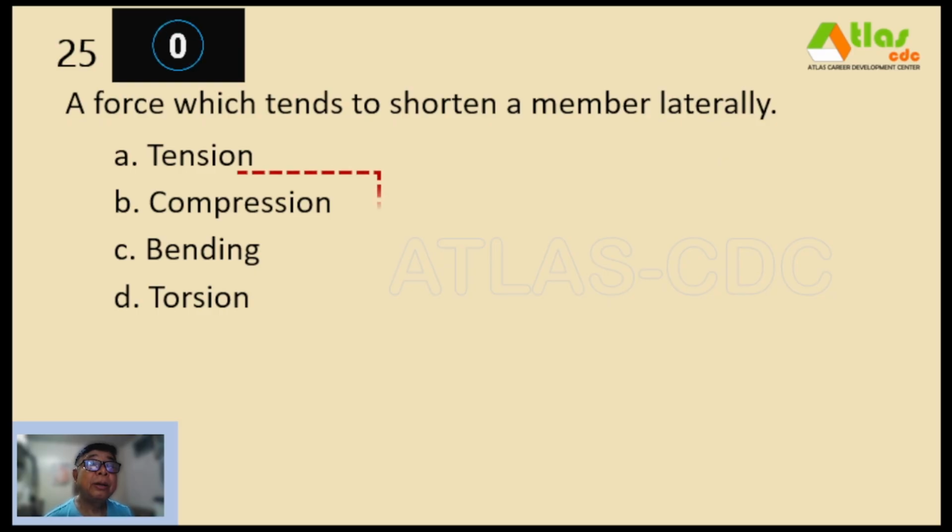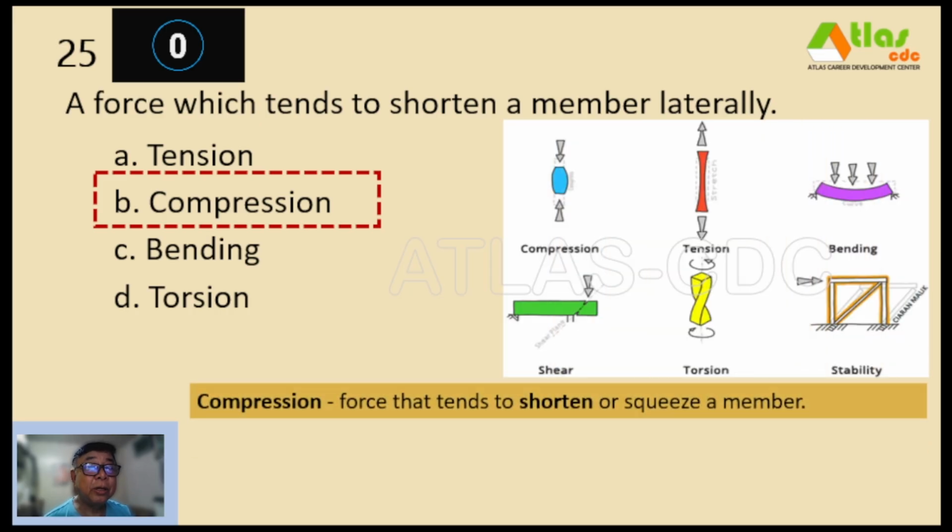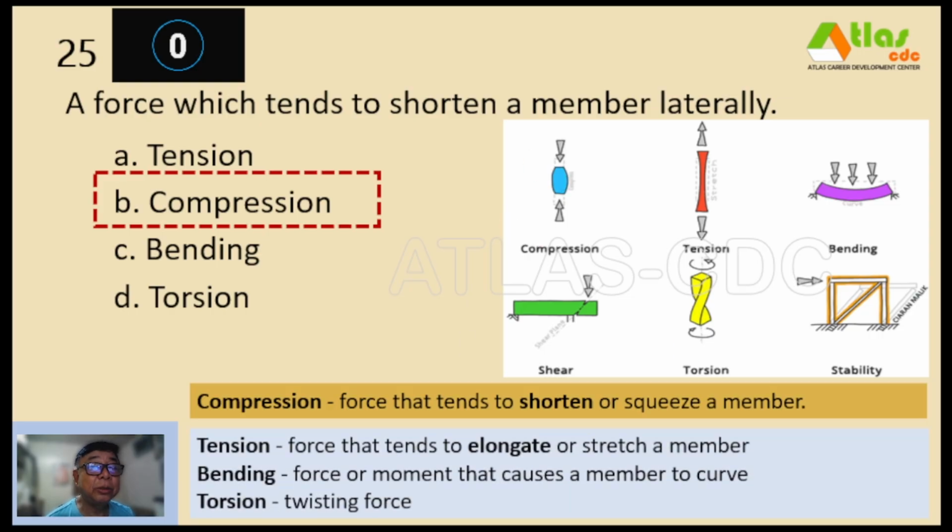And our correct answer is letter B, compression. So for compression, it is the force that tends to shorten or squeeze a member. As compared to tension, it is a force that tends to elongate or stretch a member. Bending is a force or moment that causes a member to curve. And torsion is a twisting force.